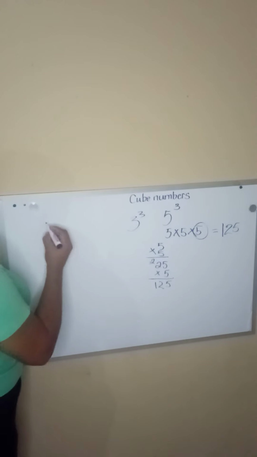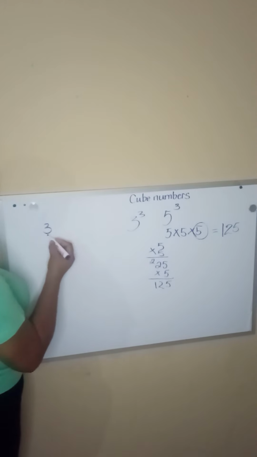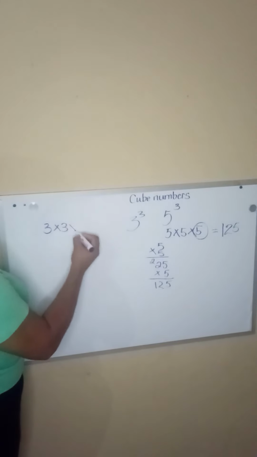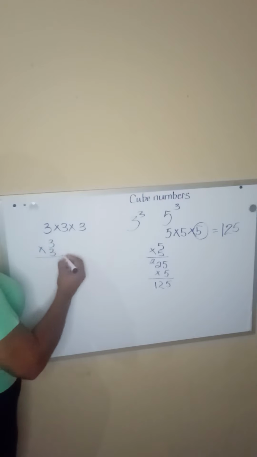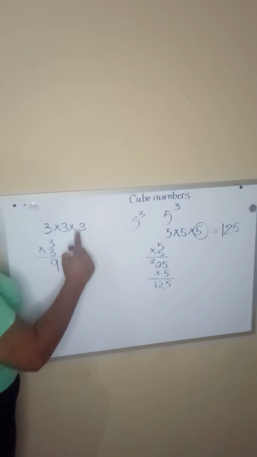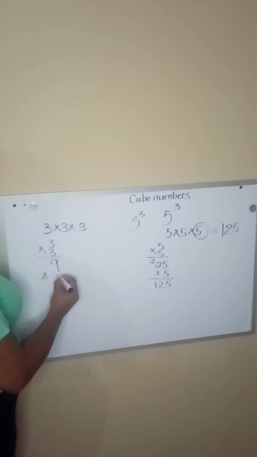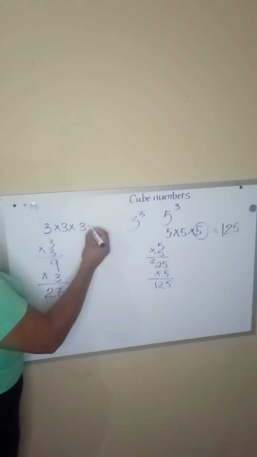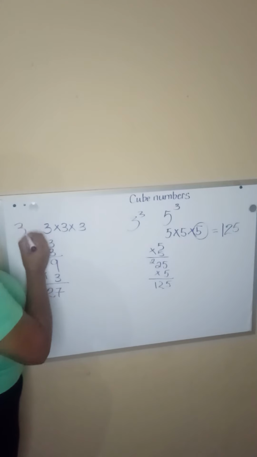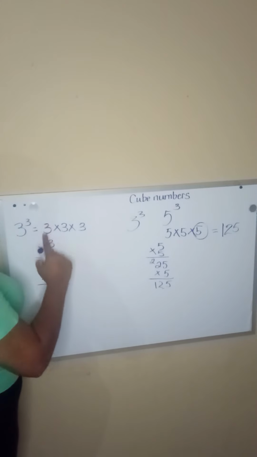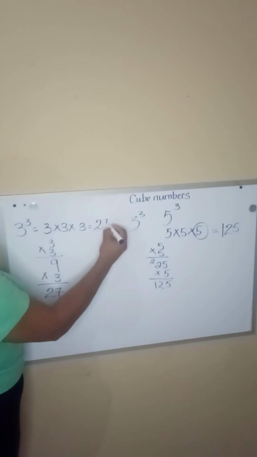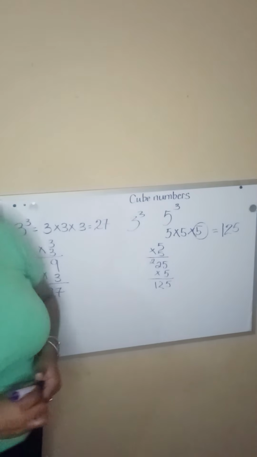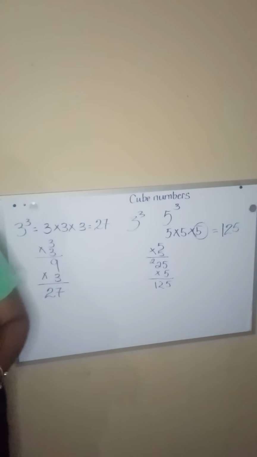And for this one, 3 cubed means 3 times 3 times 3. So 3 times 3 would give us what? 9. And 9 times 3 would give us 27. So 3 cubed is equal to 3 times 3 times 3, which is equal to 27.